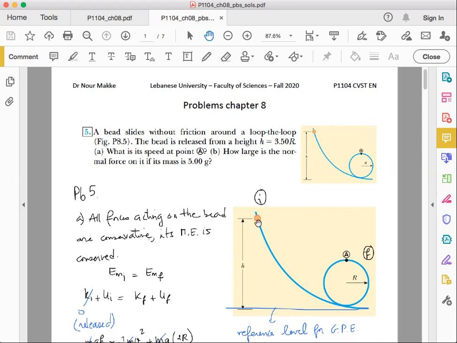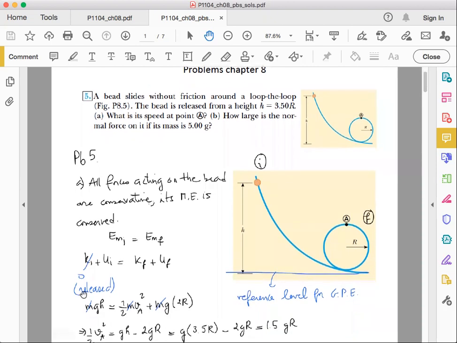Now, if you consider the two points, the initial state to be the point when the bead was released at a height h, and let's consider the final point to be at the top of the loop, so at point A. The mechanical energy in the initial state is equal to the mechanical energy in the final state. So K initial plus U initial is equal to K final plus U final. Initially, the bead was released, so it has zero kinetic energy, and its potential energy as measured with respect to the reference that we take for the gravitational potential energy would be equal to m times g times h.